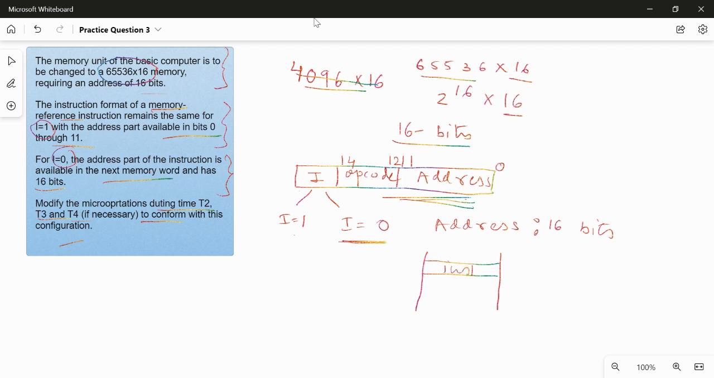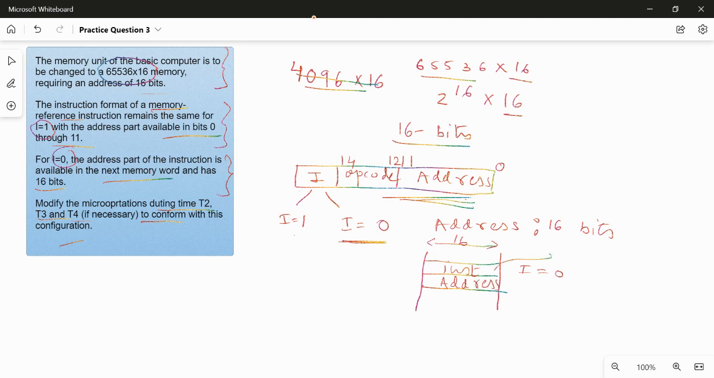So this is how instructions will be available in the memory. So let's say this is one memory reference instruction available in the memory. The width of this memory unit is now 16 bits. That means 16 bits of data is available in the memory unit. Now, for this instruction, if I is equal to 0, then the address part will be available in the next memory word.